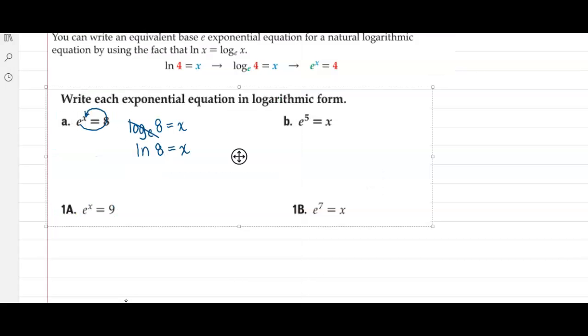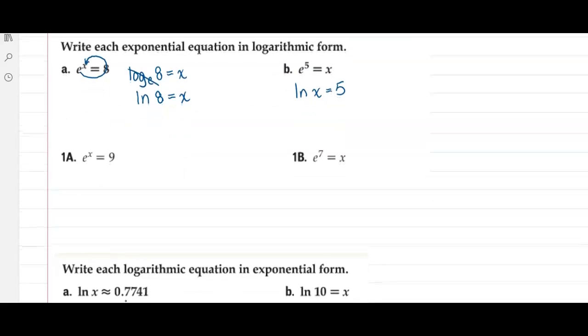So these are just numbers that we're creating. Logarithms are just numbers. Let's try this next one. Log base e, again, I'm not going to say log base e, I'm going to say natural log of x equals 5. Pause the video and try the next 2 examples.